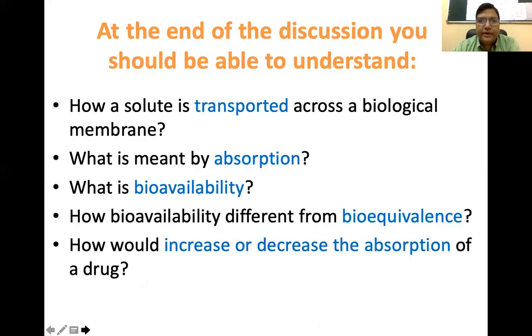At the end of today's lecture, you will be able to understand how a solute is transported across the biological membrane, what absorption is, what bioavailability is, what the difference is between bioavailability and bioequivalence, and what the factors are which influence the absorption of a drug. All this I am going to talk about today.